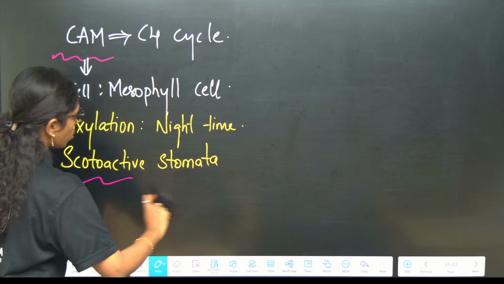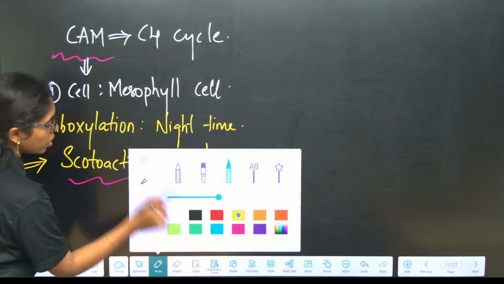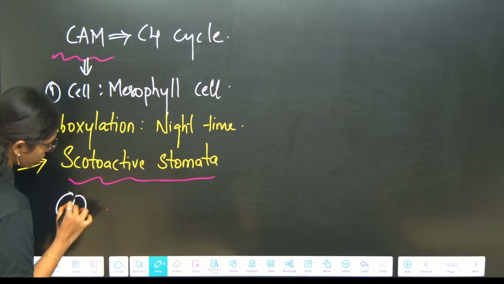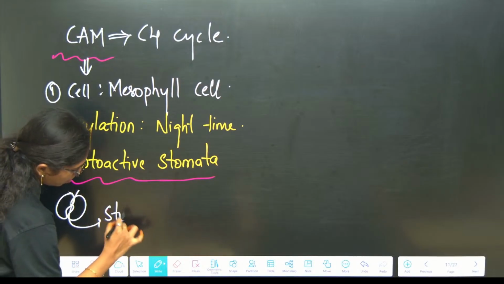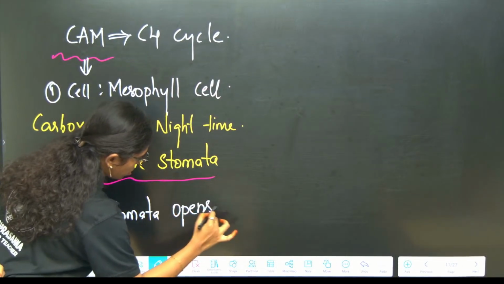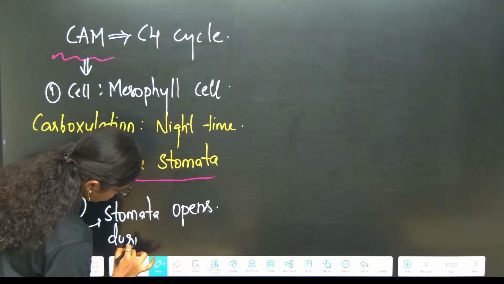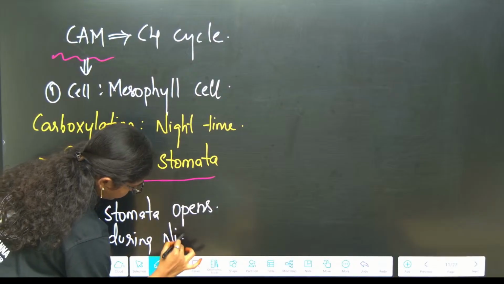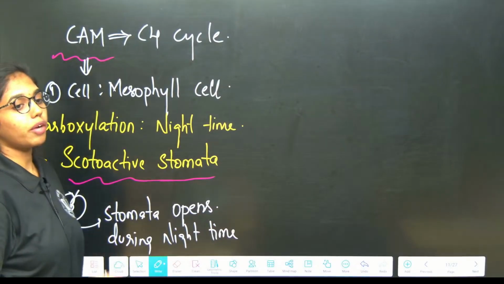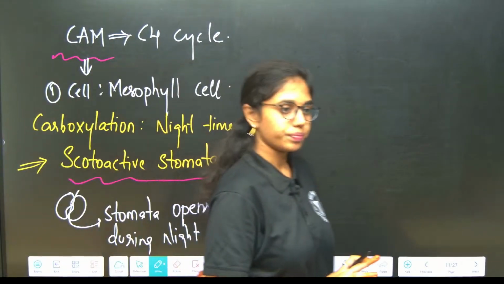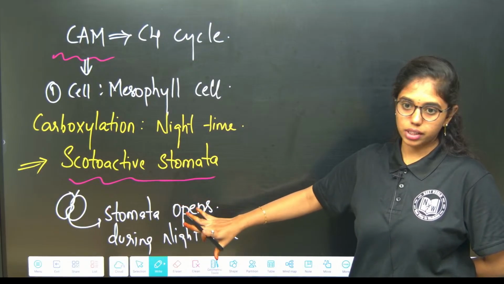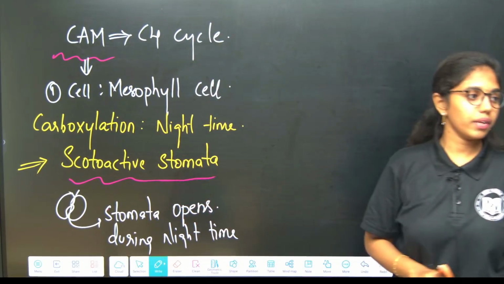Scotoactive stomata opens during night time. This is an adaptation to prevent the process of transpiration in desert plants. Okay? This will prevent the process of what? Transpiration in desert plants. Clear, right? Any doubt anywhere here? No.